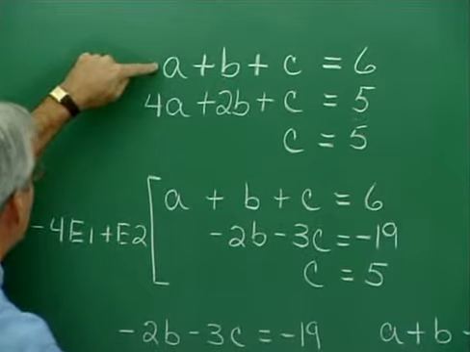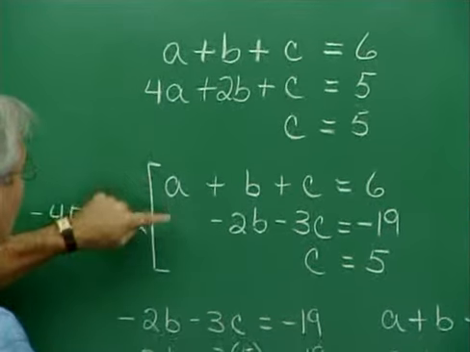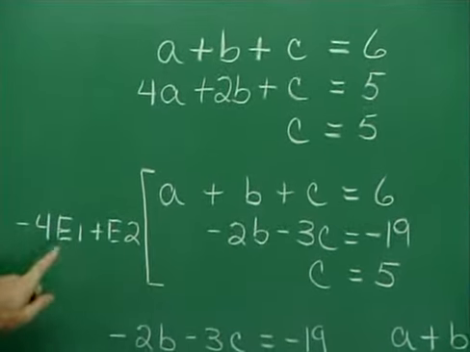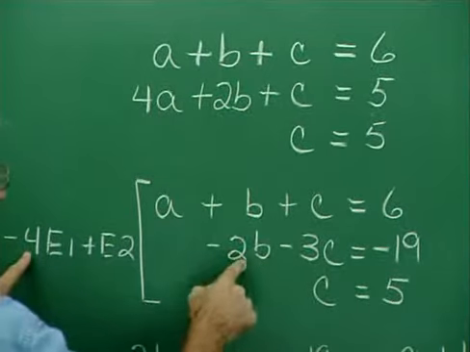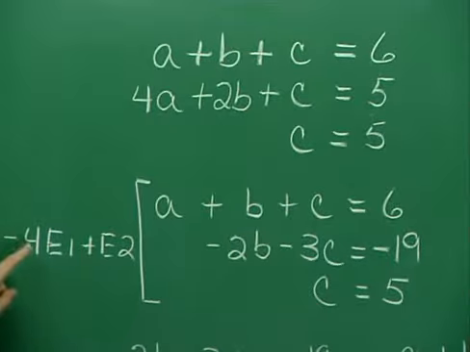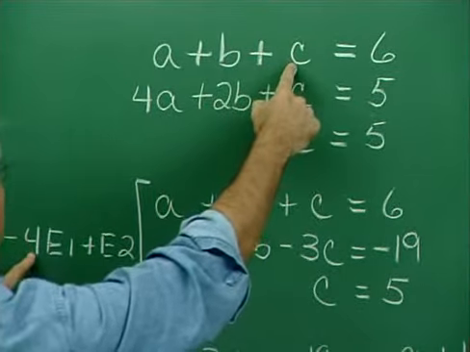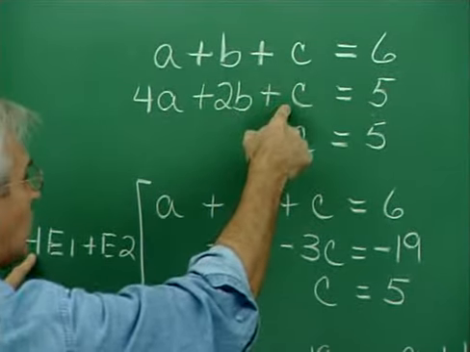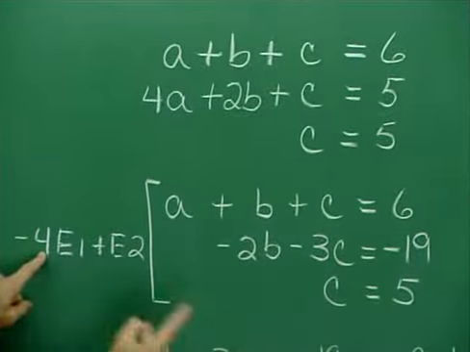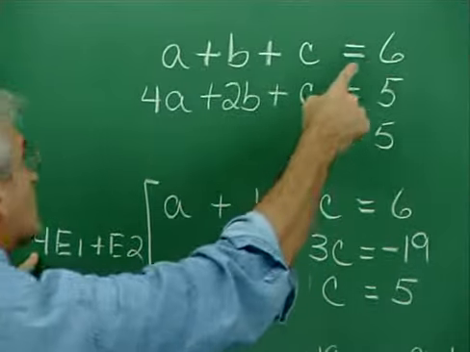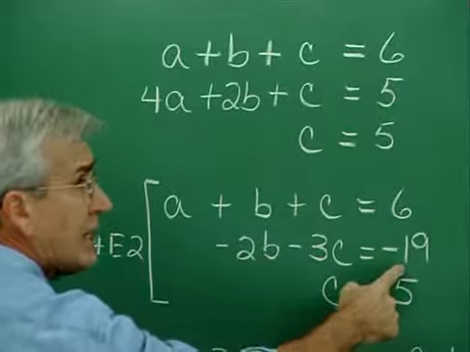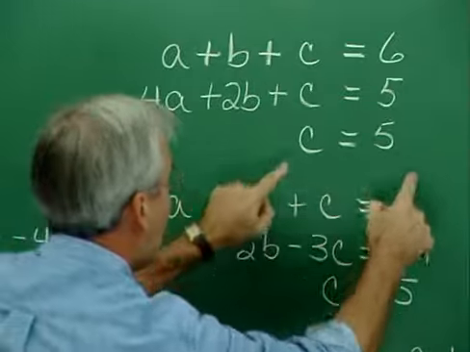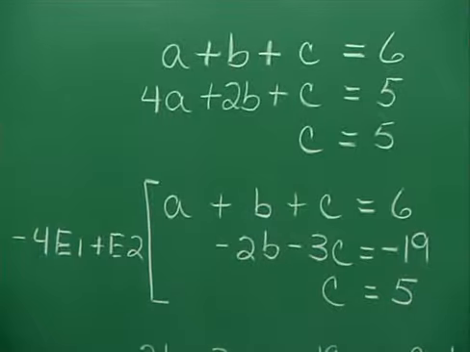So negative 4 times a is negative 4a, plus 4a would be 0a as expected. Then negative 4 times b is negative 4b, plus 2b is negative 2b. Then negative 4 times c is negative 4c, plus 1c is negative 3c. Then negative 4 times 6 is negative 24, plus 5 is negative 19. And now I'll just bring down this equation. We don't have any work to do on it.